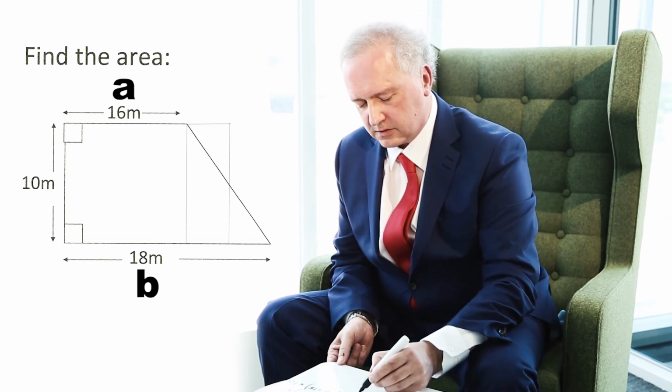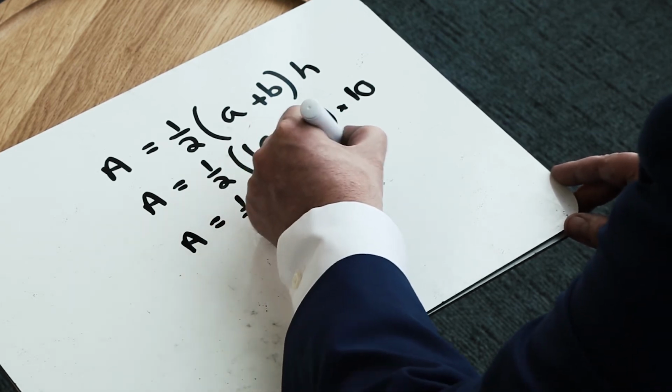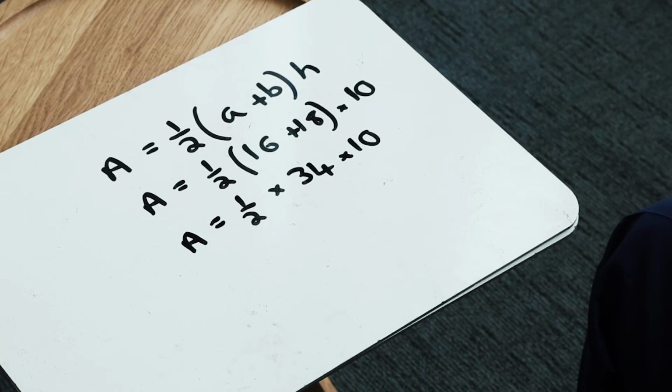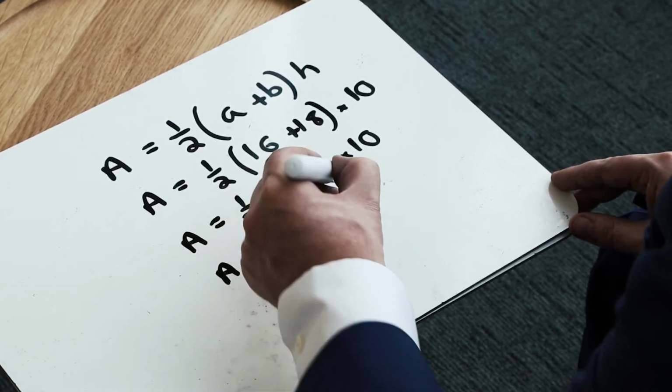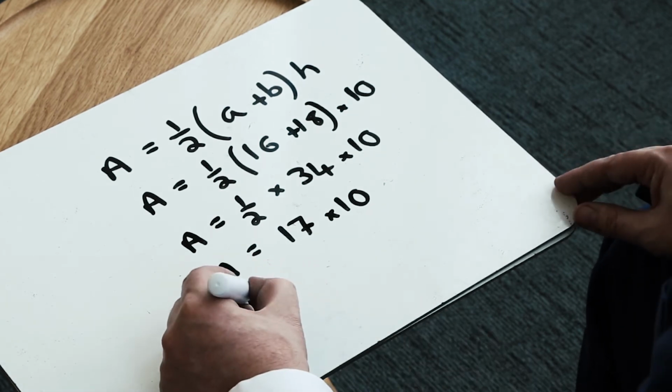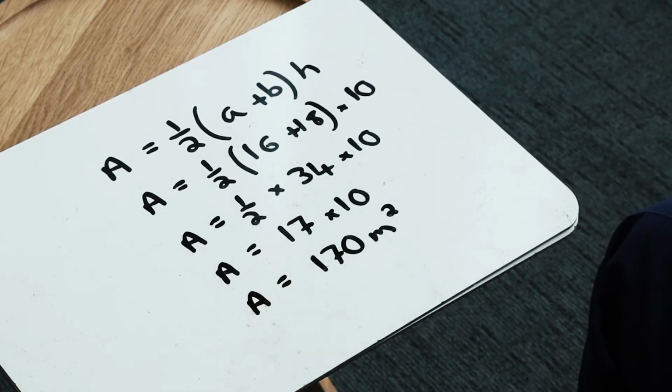I've now got A equals, so I've got my half times, and I think to myself, okay, well 18 and 16 is 34. So I've got half of 34 times 10. Nice flush equal signs, sequential method work, moving towards a nice clear solution. I know that half of 34 is 17, so my area of my trapezium is 17 times 10, and then my final line will be that A is equal to, well 17 times 10 is 170, so the area of this trapezium is 170 metres squared.